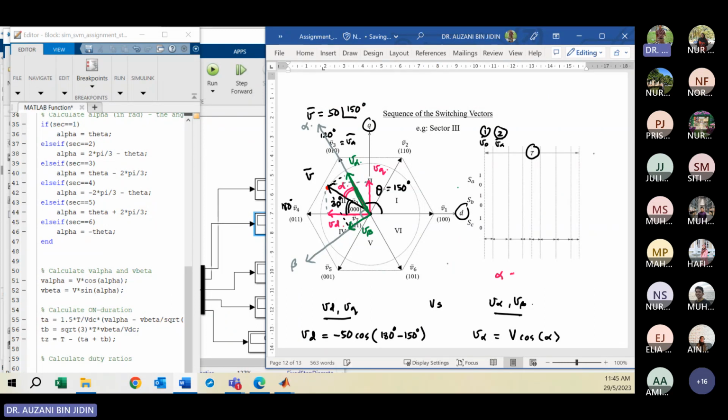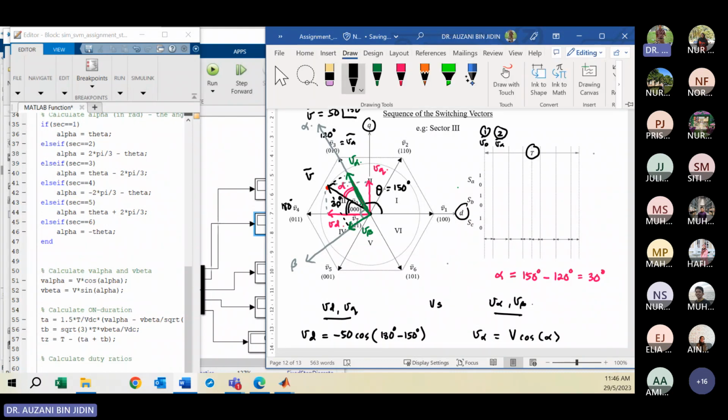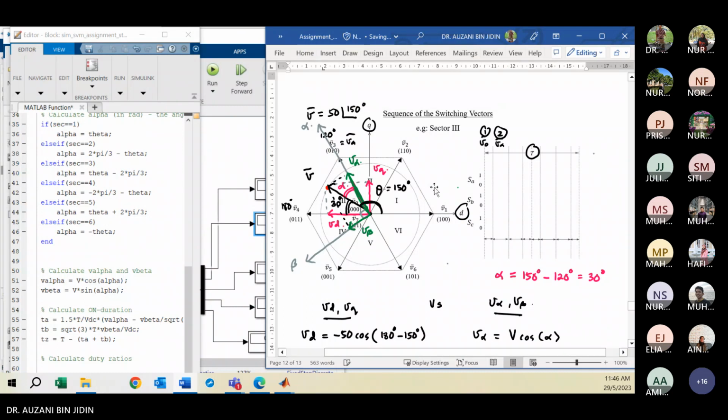So you can calculate your alpha as 150 degrees minus 120 degrees. So you get 30 degrees. Okay, so here don't forget, this is your theta. This is your theta. Okay, class, you must understand how to differentiate between the theta and alpha, VD, VQ and V alpha, V beta.